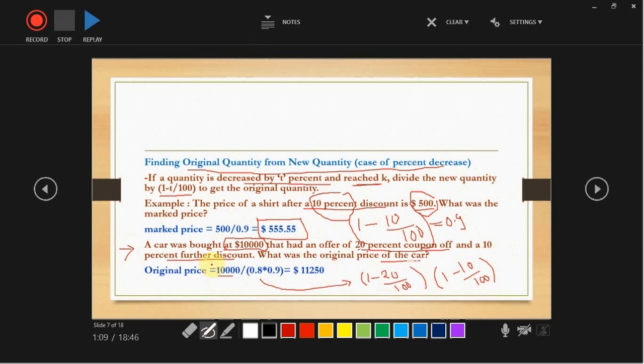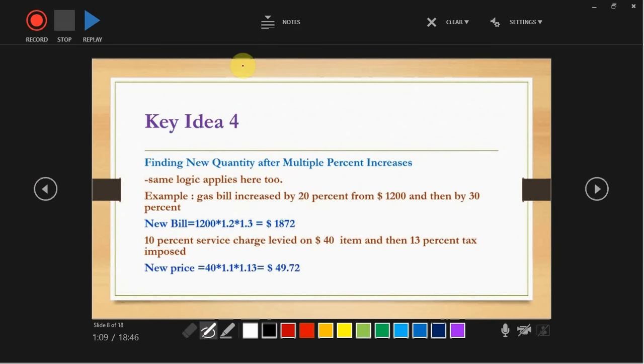Again, you can do this division work on the on-screen calculator, and the original price we find is $11,250. So key idea 4. This relates to multiple percent increases. We use the same logic here. In case of multiple percent increases, we multiply the original quantity by 1 plus percent increase over 100.